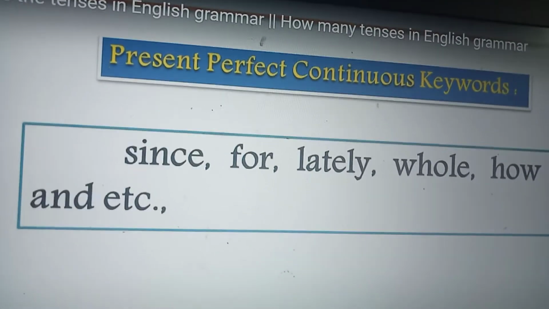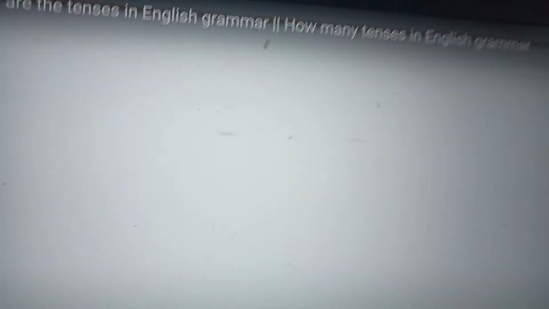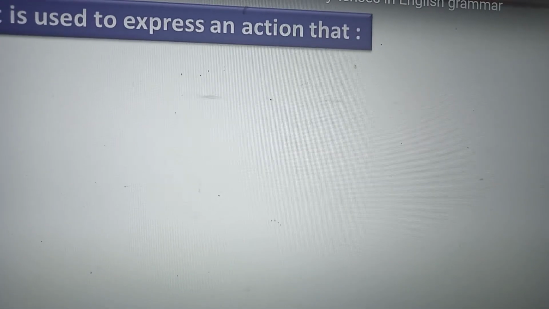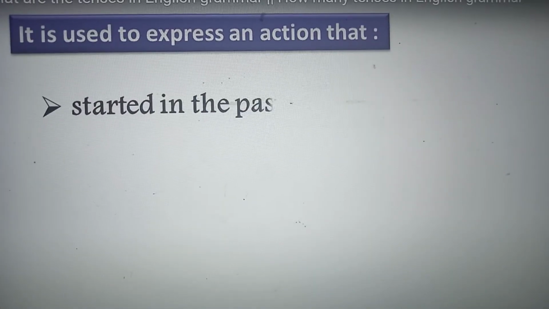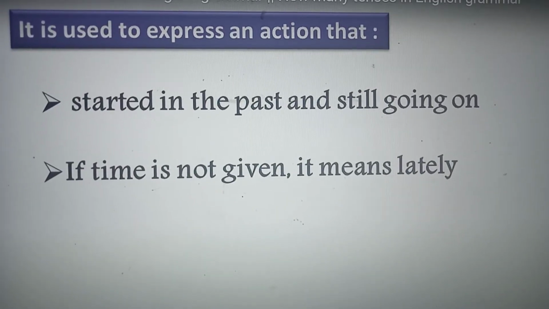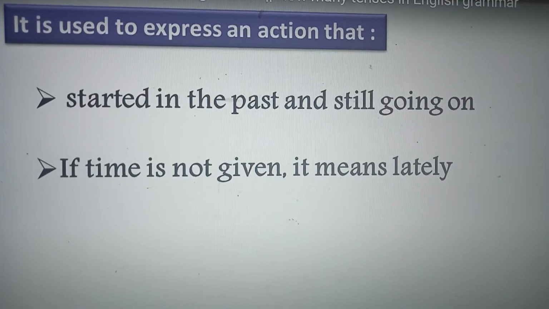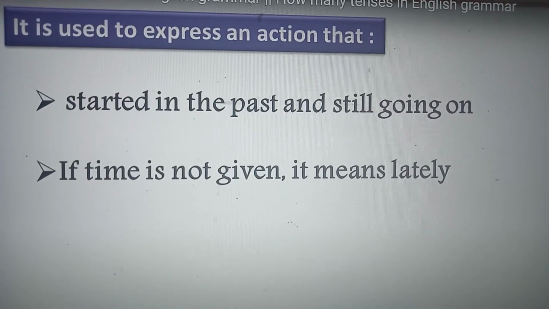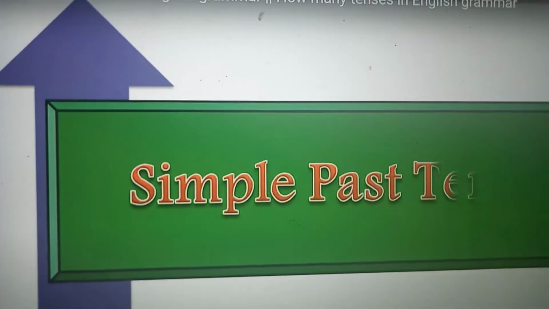So for present perfect continuous, since, for, lately, these words can be used. This is also an action that started happening in the past and is still going on. If the time of happening is not given, then simple past tense. Simple past tense is something that has happened in the past already, over.